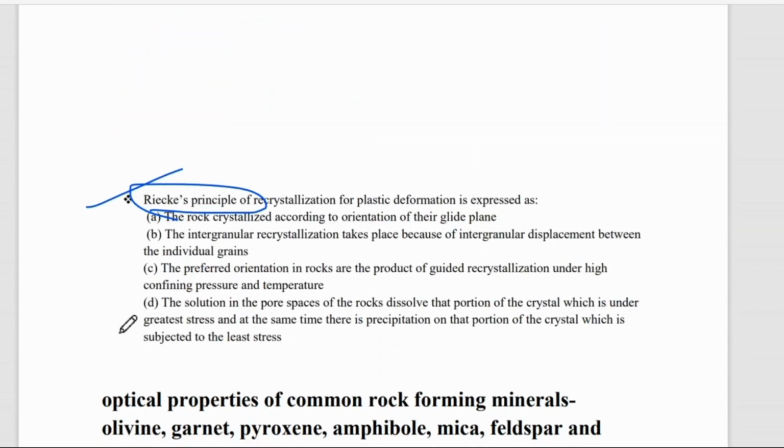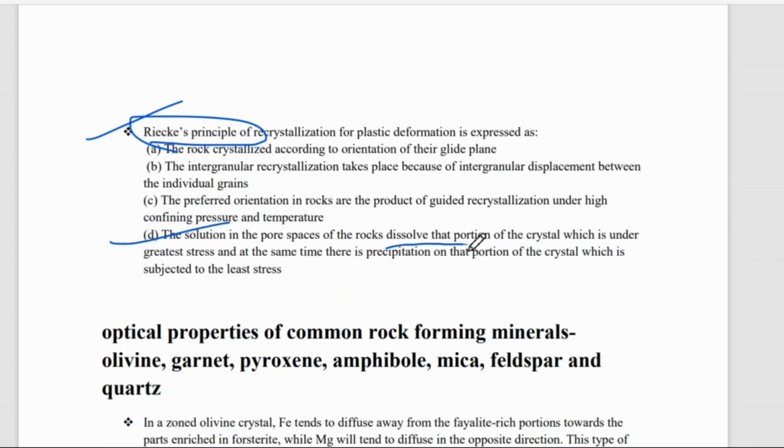It is a very famous principle. Here what will happen is that solution in the pore space of rock dissolves the portion of crystal which is under, where there is a lot of stress, it will dissolve that portion, and where there is less stress it will precipitate or deposit the material over there.